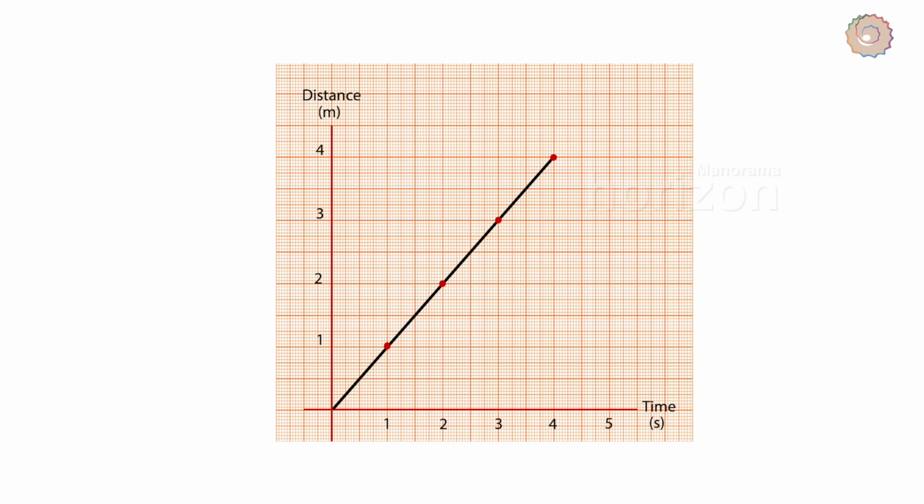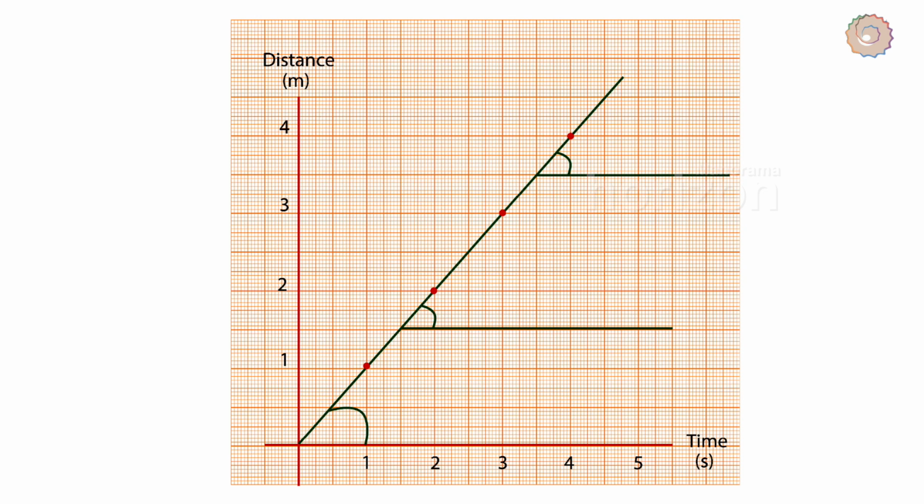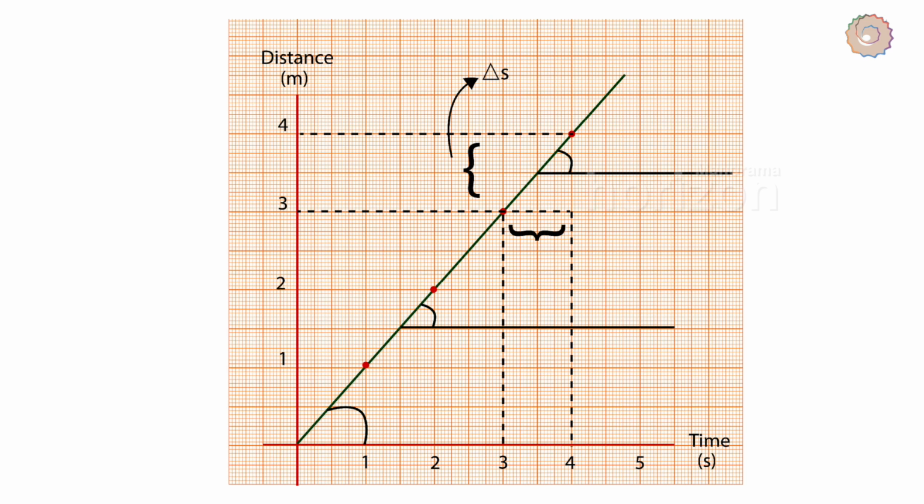First of all, the graph has a slope. It slants upwards. This tells us that the distance between the object and the reference point is increasing with time. Do note, we are not concerned with the direction in which the object is moving with respect to the reference point. Number two, the slope of this graph remains the same everywhere. The question is, how do we calculate the value of the slope?